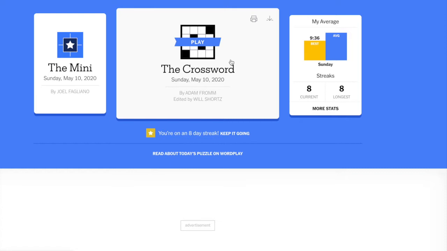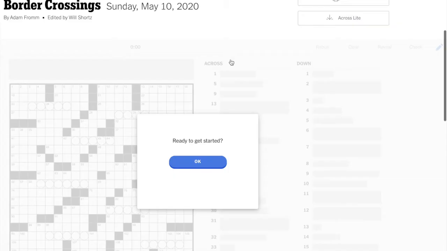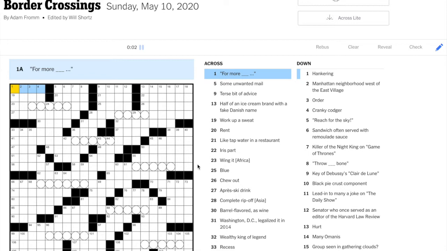Today we'll do another tutorial. Step by step, I'll take you through today's Sunday New York Times crossword puzzle. Something to note about the Sunday: here we have a title for today's puzzle, Border Crossings. This is going to give us some kind of hint for the theme to today's puzzle.